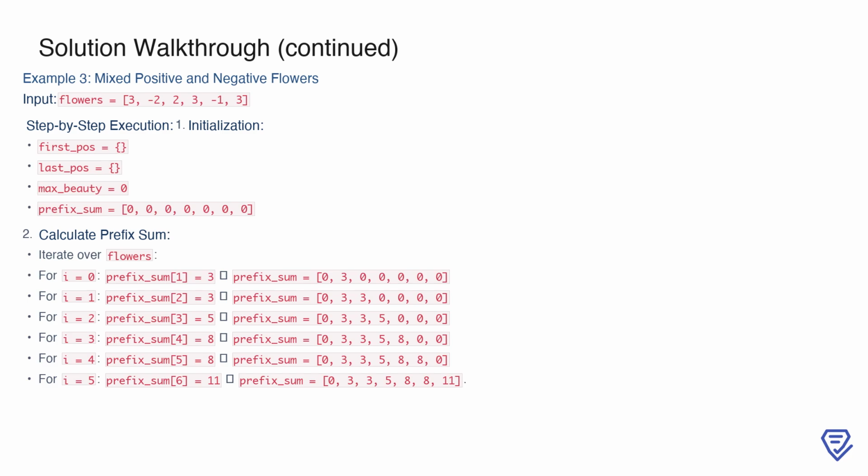For instance, at index 0, the flower value 3 is added, resulting in a prefix sum of 0, 3, 0, 0, 0, 0, 0. At index 1, the value is -2, so the prefix sum remains 0, 3, 3, 0, 0, 0, 0. This process continues, and the final prefix sum is 0, 3, 3, 5, 8, 8, 11. This array will help us efficiently calculate the sum of positive flowers in any subarray.